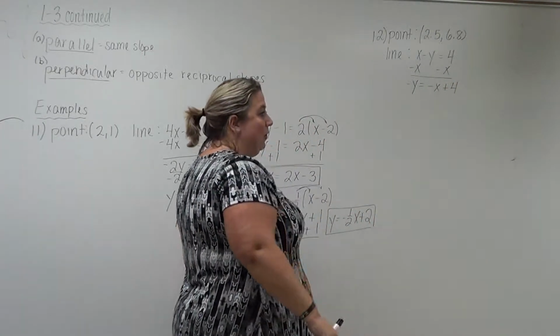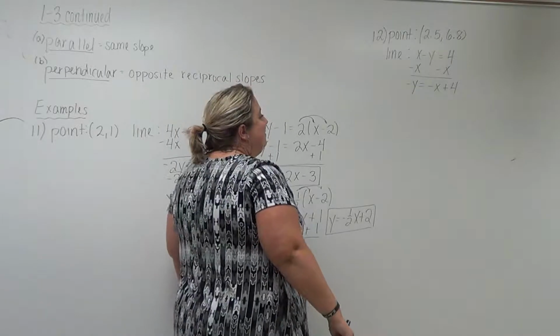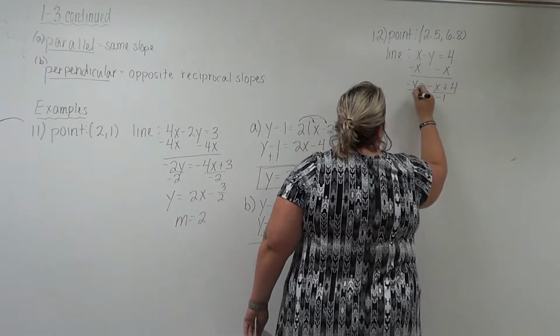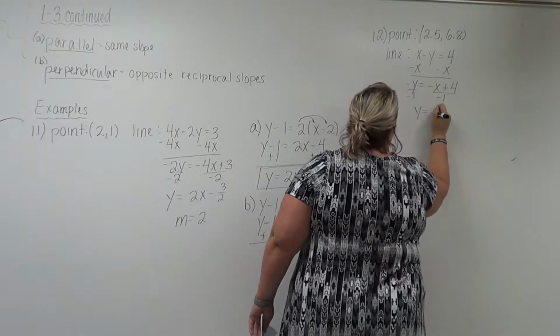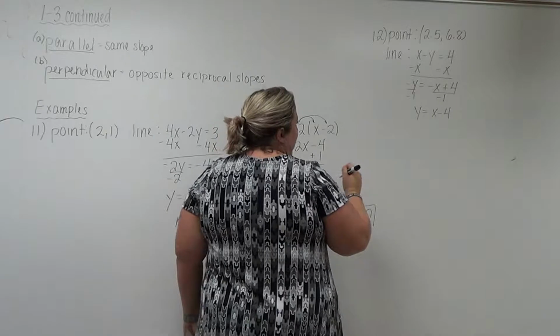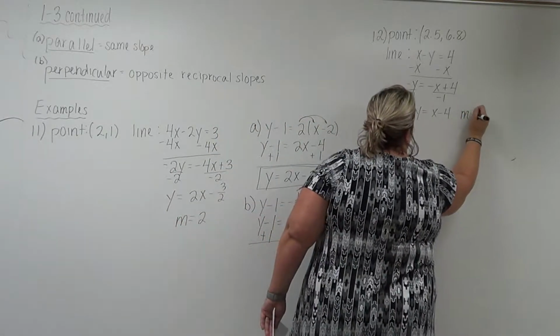And then what? Divide by negative 1. It's alright to talk, guys. So I have y equals x minus 4. So that means my slope is 1.